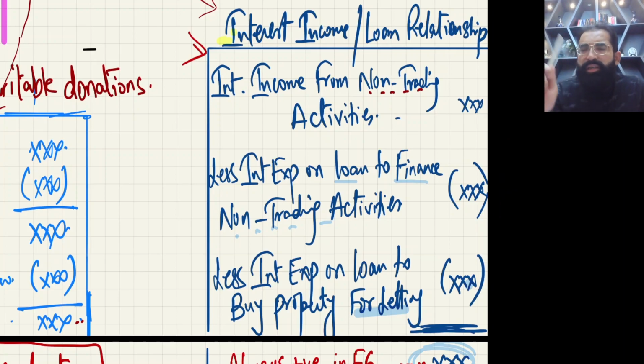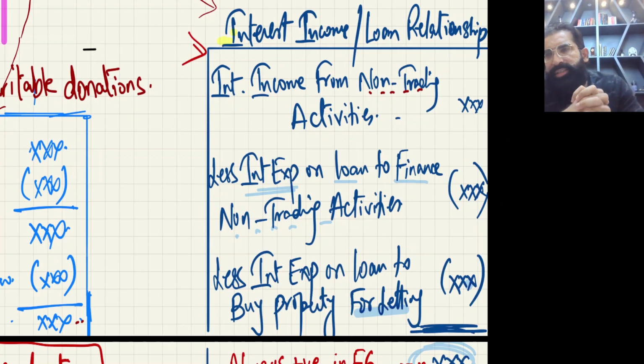Okay, so that is the first thing. Now second, interest expense. See, now the word has changed. Interest expense, that means now you have taken a loan. Interest expense on a loan to finance non-trading activities. Now you have taken a loan to finance non-trading activities.